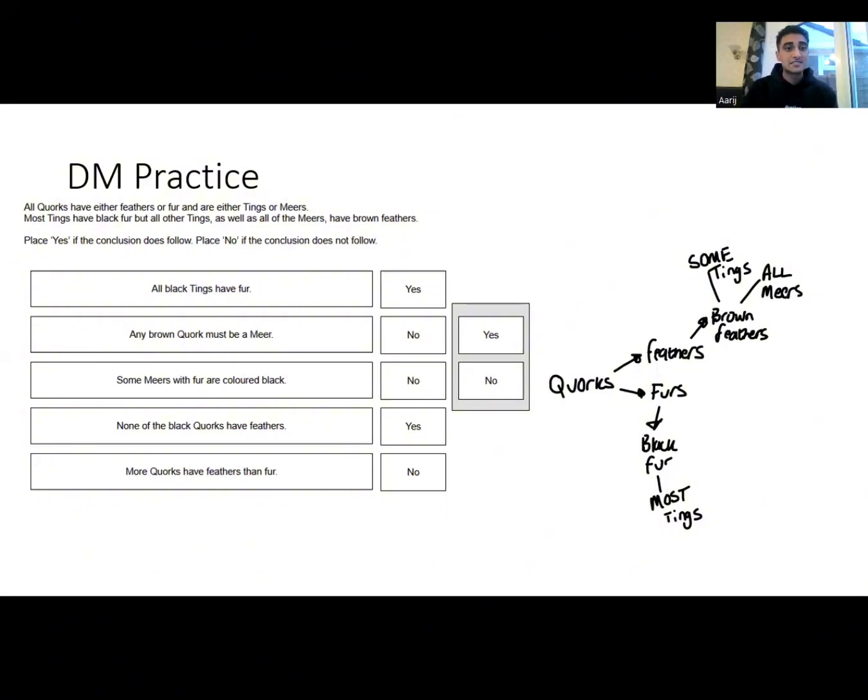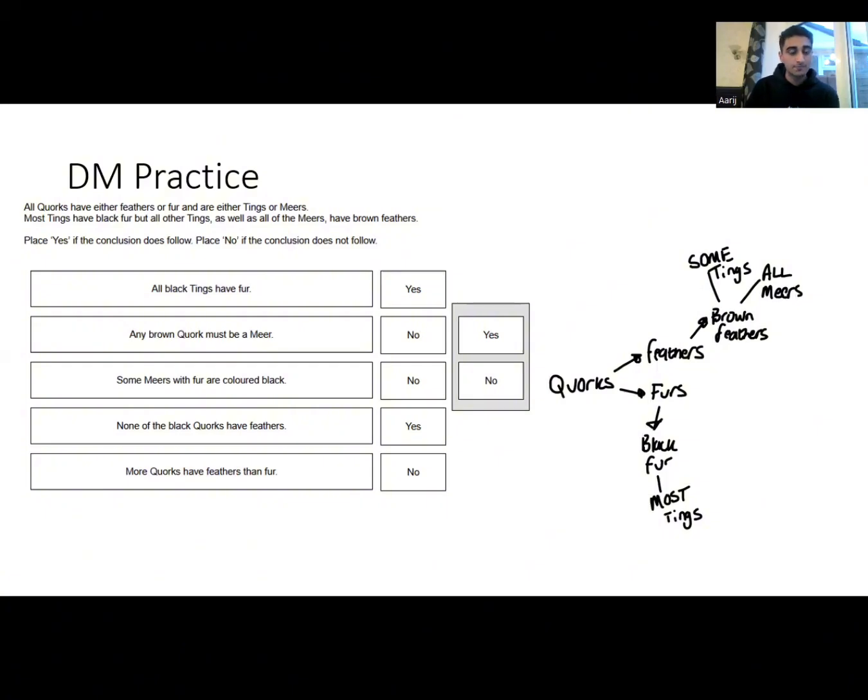Moving on to the next one, we can see that the statement given is none of the black quarks have feathers. So for this one, I've gone yes. And the reason I've gone yes is that all maize are brown and any of the things which have feathers are also brown. So it's almost like a double negative here, that none of the black quarks have feathers. So that's why I've gone yes for this.